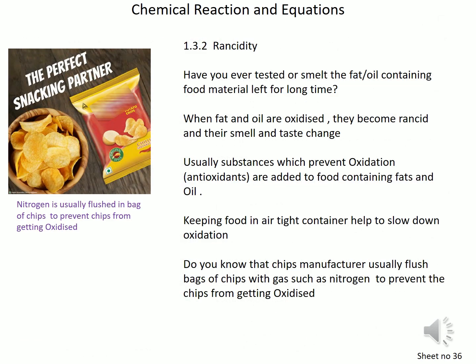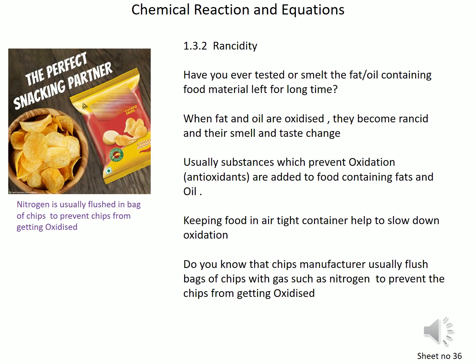Now let us see an example of oxidation in practical life. This is a very important example which we see in day-to-day life. 1.3.2 Rancidity. Have you ever tasted or smelt food material containing fat or oil left for a long time? If you try to eat or smell food that is one day or two days or three days old, you will find it smells bad, and the taste of that food will also be different. It will not be good.